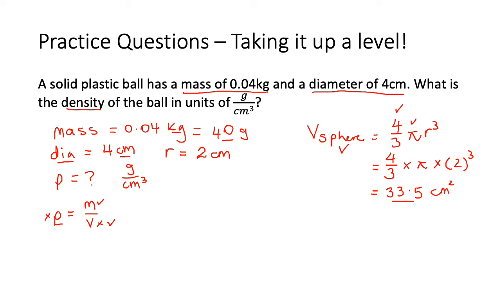So now we know the volume, and we can put that into our equation to work out density. So let's go back to our equation. Density equals mass over volume. We know our mass from our known, which is 40 grams. And we've just calculated our volume, which is 33.5 centimetres cubed. Sorry, I'll just correct that. When we do our calculations, it comes out at 1.19 grams per cubic centimetre.